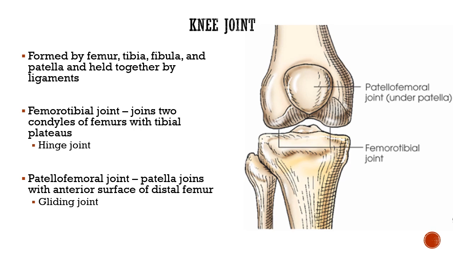The knee joint is formed by the femur, the tibia, the fibula, and the patella, and held together by ligaments. The femorotibial joint is going to join the two condyles of the femur with the tibial plateaus, and that's referred to as a hinge joint, which allows only flexion and extension of our knee. The patellofemoral joint, on the other hand, is where the patella joins the anterior surface of the distal femur, and that is a gliding joint.